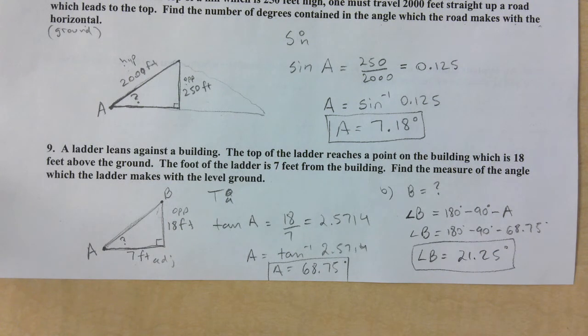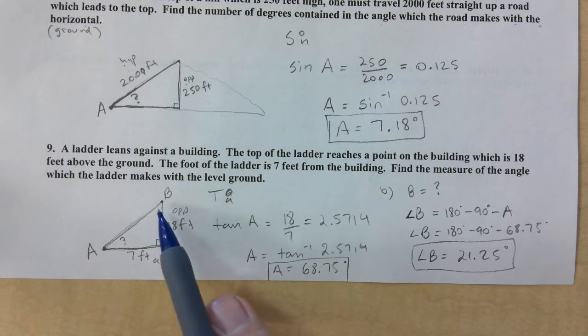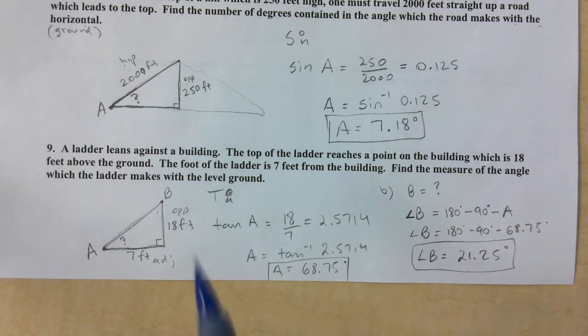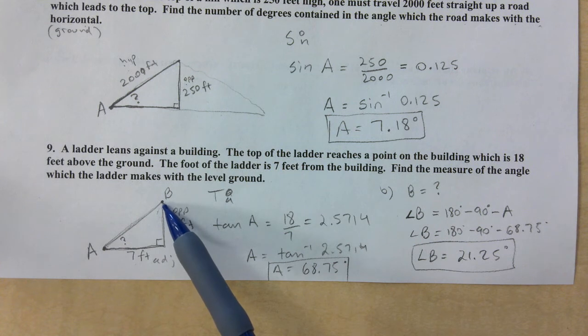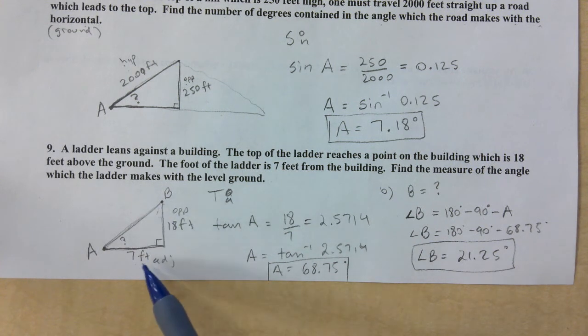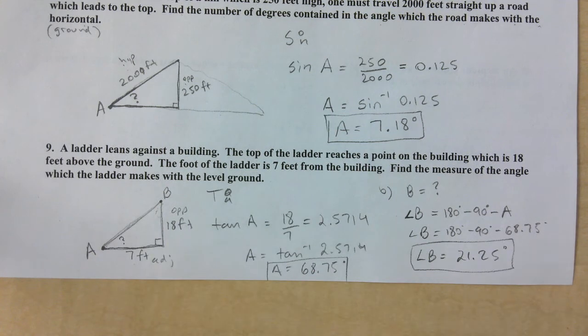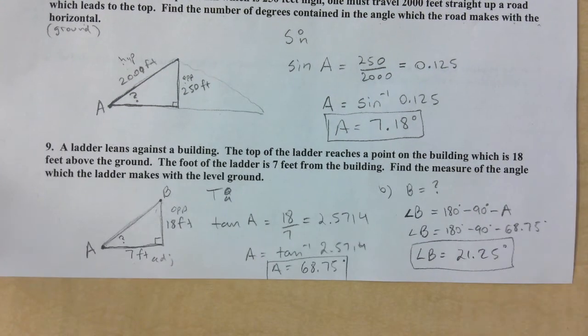Some of you are asking, Mr. Dirksen, couldn't I use trig again to find angle B like the way we found angle A? Yes, you could. If you're up top here though, that's your reference and this is the opposite and that's the adjacent. So you've got to be careful there. I would suggest just use the sum of 180 rule, knowing that all angles always add up to 180 in a triangle.